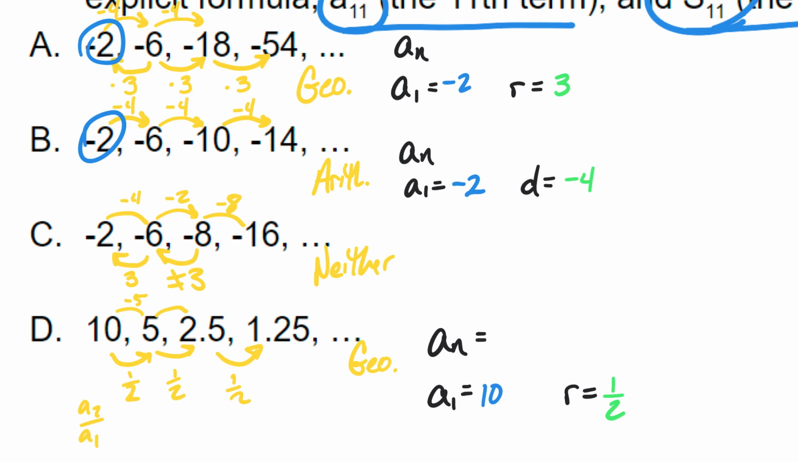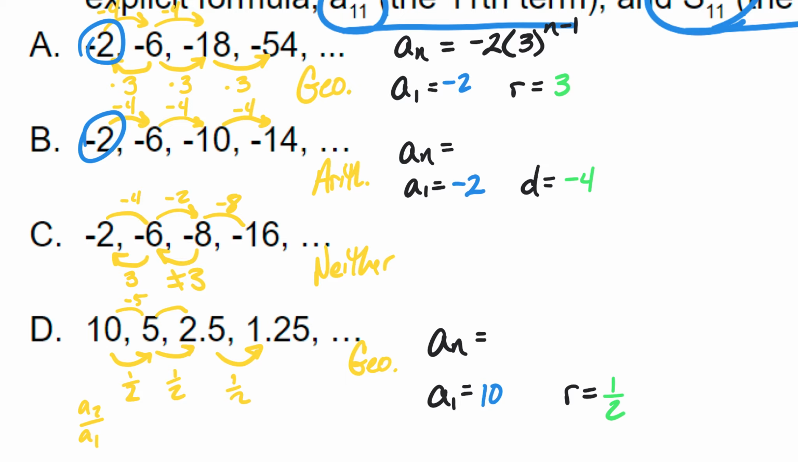So at this point, we need to know our formulas, like we wrote on the first page, and we need to identify which one we are using. So on letter A, we're using the geometric. And if you remember, the geometric formula said a sub 1, that would be -2 in this case, times the common ratio, which is 3, to the n minus 1 power. So there's our formula for letter A.